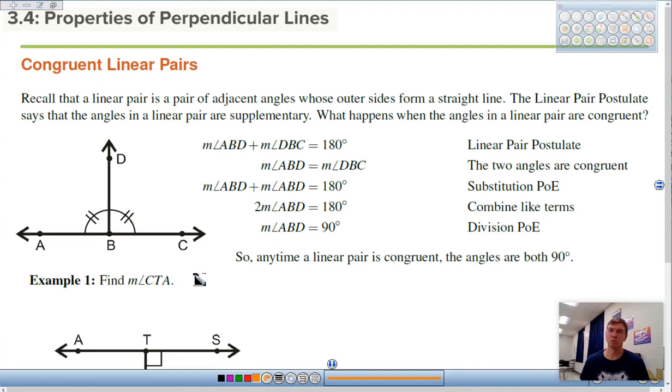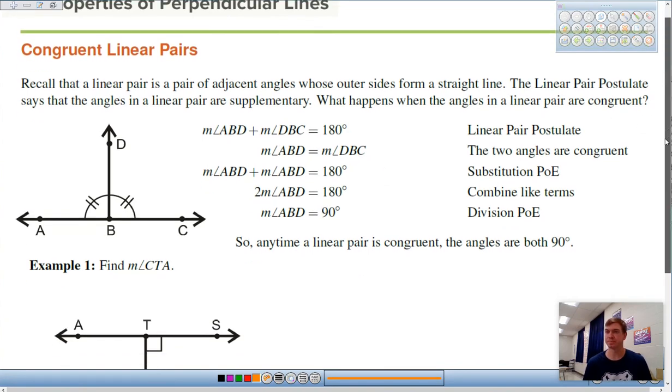In this video, we're going to talk about the properties of perpendicular lines. First, we're going to talk about congruent linear pairs. Remember that a linear pair is always supplementary, and if they were congruent, it means they're the same measure. So anytime we have a linear pair that is congruent, both angles are going to have to be 90 degrees.